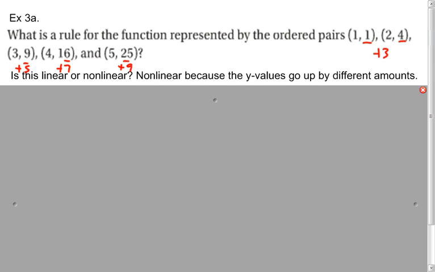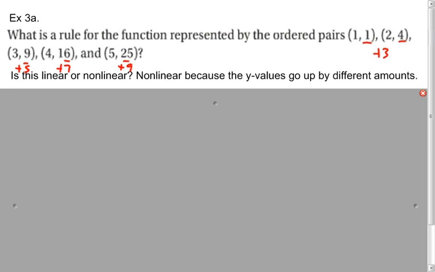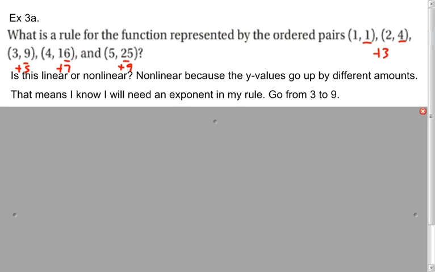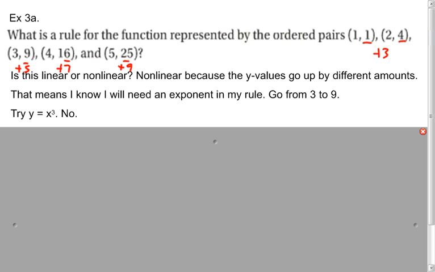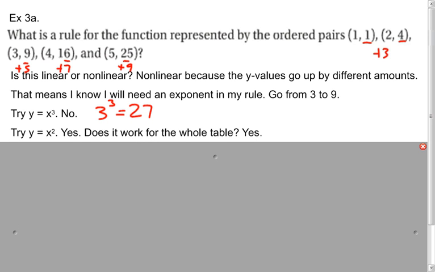Okay? I also know it's nonlinear, so there's going to have to be an exponent somewhere in my rule. So I'm going to pick one of these ordered pairs. Let's try to get from 3 to 9. How do I get from 3 to 9? Well, what if I try y equals x to the third? If I plug my x in, 3 to the third is 27. Is that what I was trying to get? No, I was trying to get 9. So that doesn't work. Now let's try x squared.